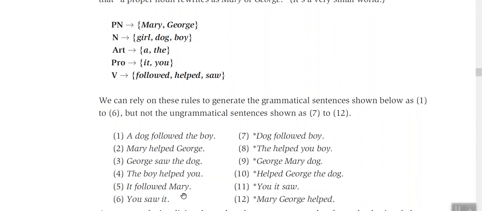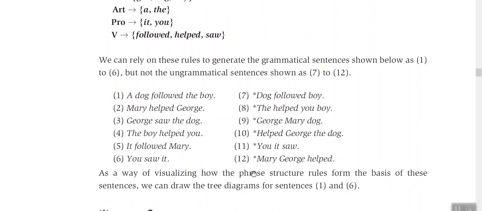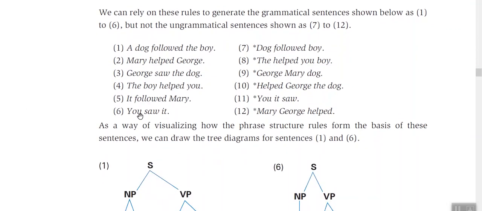See? It followed Mary. Yes, for example, the dog, the cat followed Mary. But here you see it saw, you can say you saw it. It saw you. And the cat, the dog saw you. Okay, pronoun. Okay, you see, you saw it. Mary George helped. Okay, you can say Mary helped George. You see, we don't have a proper noun plus a proper noun. These are the rules. So the rules show you how to make well-formed grammatical sentences.